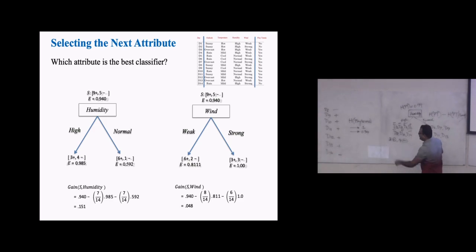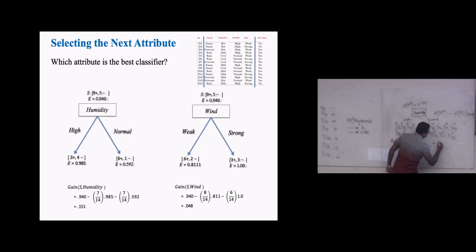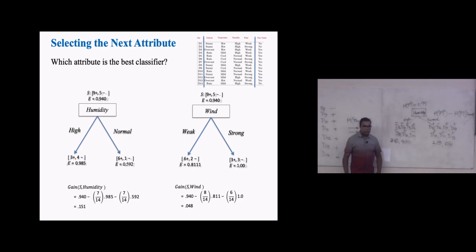D5, positive. D6, negative. D7, positive. D9, positive. D10, positive. 11, positive. 13, positive. So 1 negative. 6 positive, right? So you see the point here, like when the humidity is normal, there is a high chance Alex is going to play. But when humidity is high, not so much.